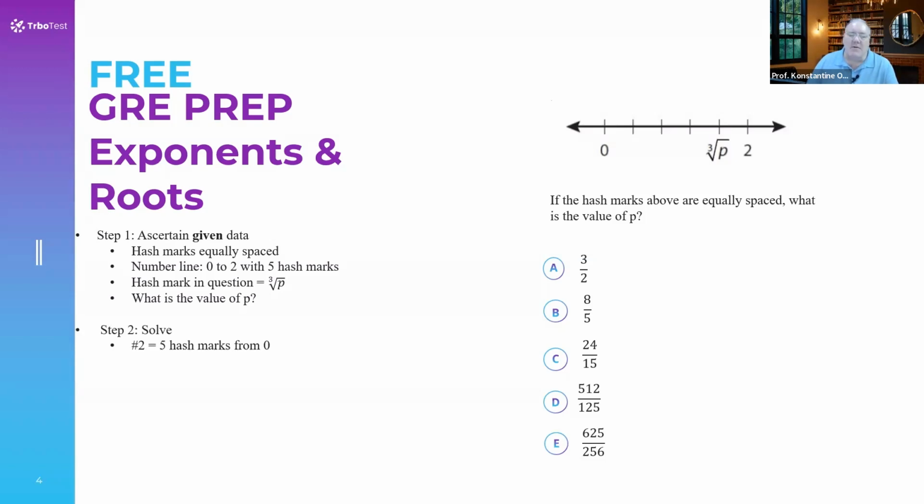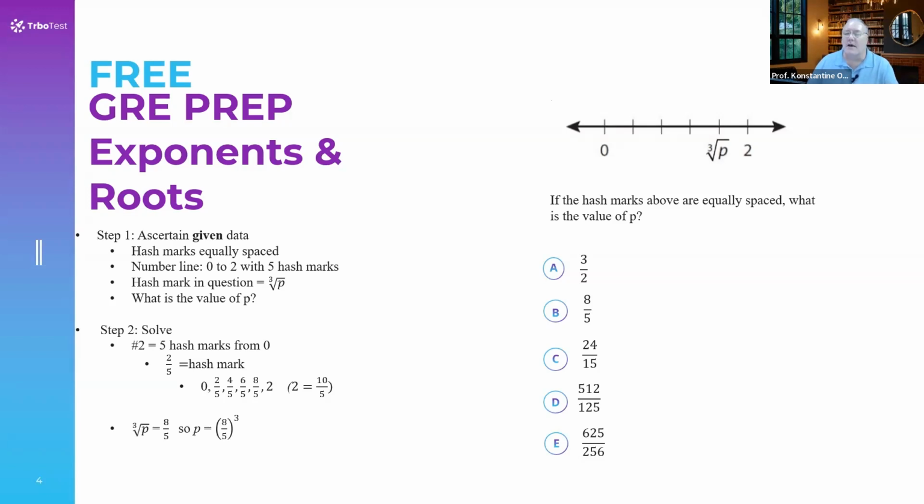Let's solve. If the number 2 equals 5 hash marks from 0. Let's count them. 1, 2, 3, 4, 5 hash marks from 0. Okay, then put the 2 over the 5. It gives us an answer now. We can divide the 2 over 5 into hash marks, and we can figure out exactly what every hash mark means. So let's go ahead and do that. The first thing we do for each hash mark, we have a 0. We have a 2/5, 4/5, 6/5, 8/5, and 2. Of course, we know that 2 is 10/5.